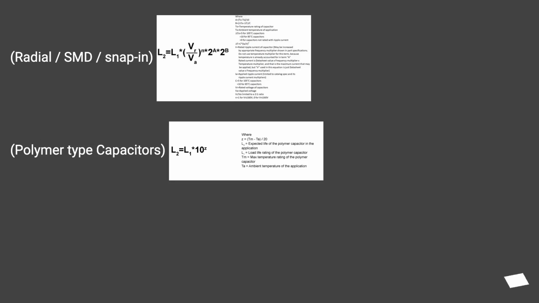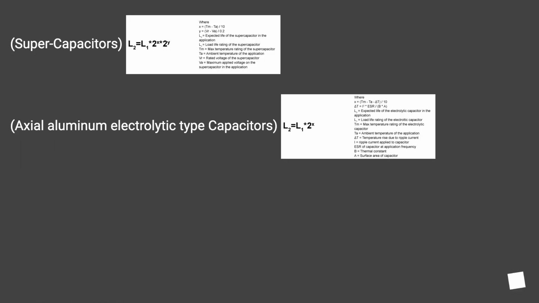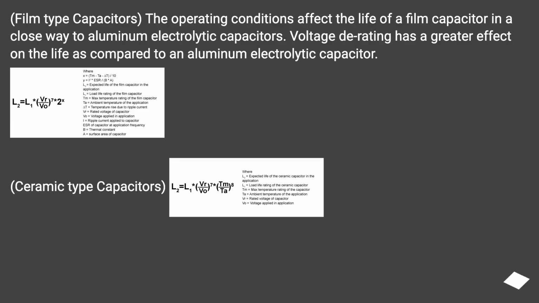Radial, SMD, snap-in. Polymer type capacitors. Supercapacitors. Axial aluminum electrolytic type capacitors. Film type capacitors. The operating conditions affect the life of a film capacitor in a close way to aluminum electrolytic capacitors. Voltage derating has a greater effect on the life as compared to an aluminum electrolytic capacitor. Ceramic type capacitors.